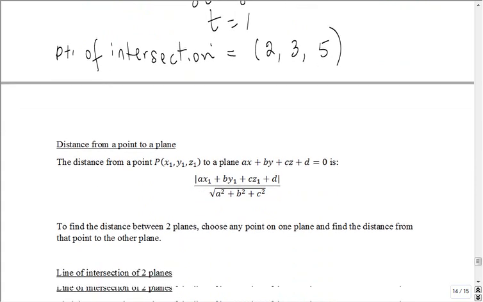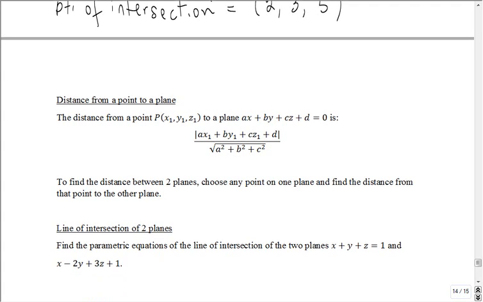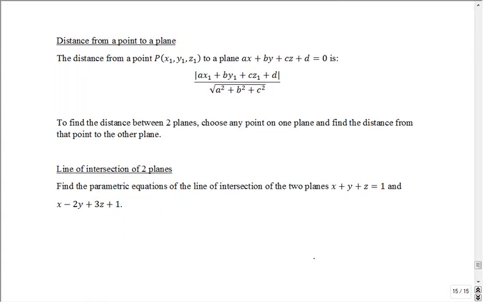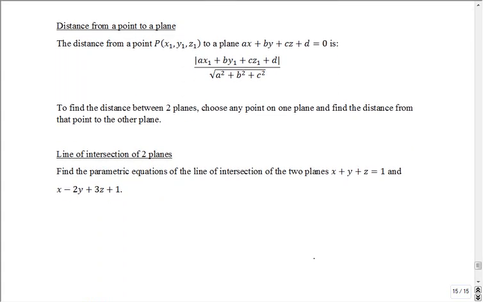The distance from a point to the plane, I will just give that to you. I will not do too much on it, but this is just a formula that if you have a point P and you have a plane, this is the formula for the distance. And then if I give you two planes and you want to find the distance between two planes, you choose any point on one plane and find the distance from that point to the other plane.